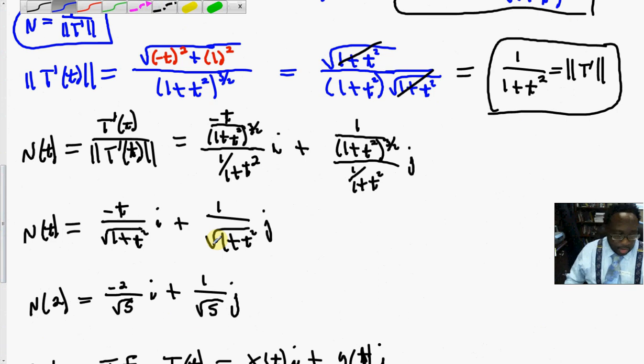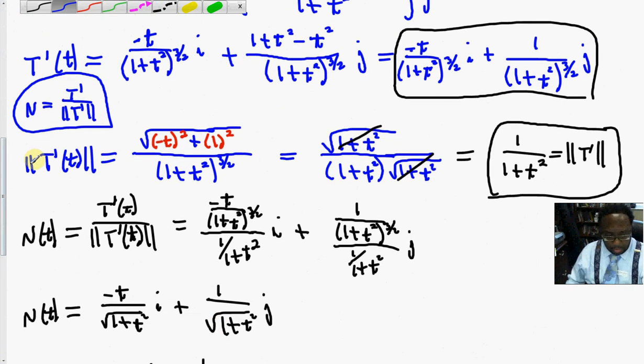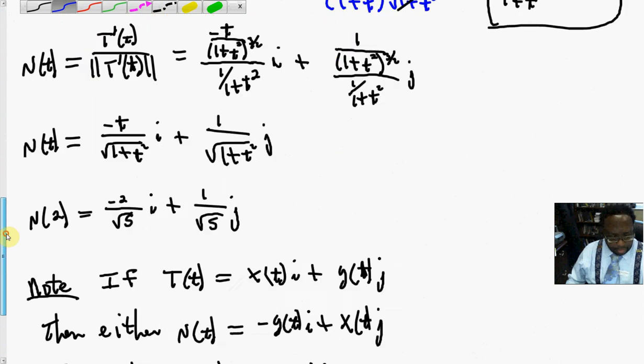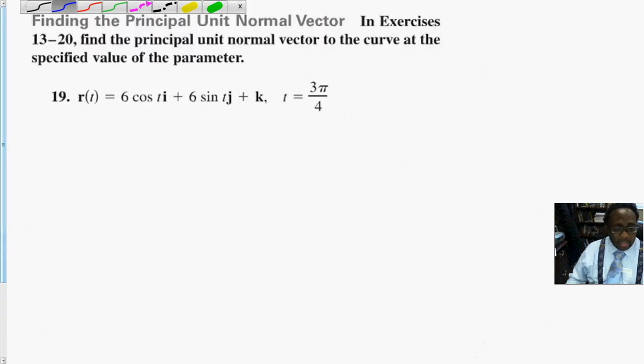So that's one way you can do it without having to go through all this work trying to find the normal vector. Who likes to do that? I don't either. Okay, let's look at another one. This is an easy one. I like this guy. So here we're going to do the same thing. Find the principal unit normal vector. We got to find r prime of t.